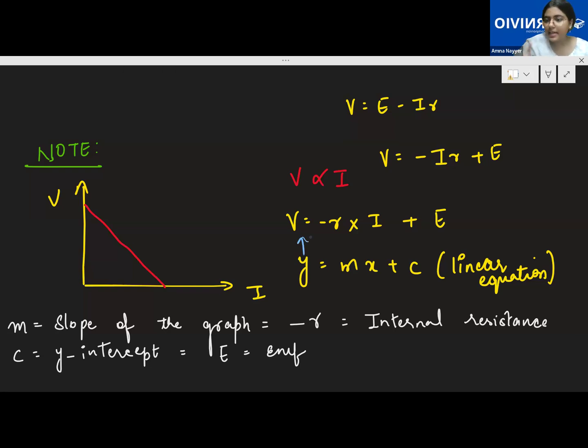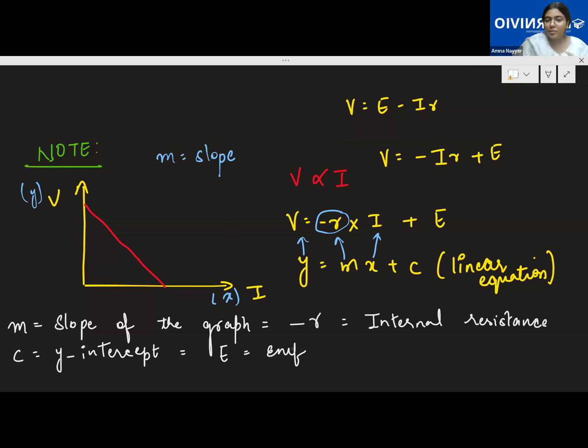See, y means what is there on the y-axis. What is there on the y-axis? Potential. So I think we're getting it right. Now, x-axis. What is there on the x-axis? Current. This is there on the x-axis, right? This is the slope. M stands for the slope. In the graph, M stands for the slope. So here M is equal to minus R.